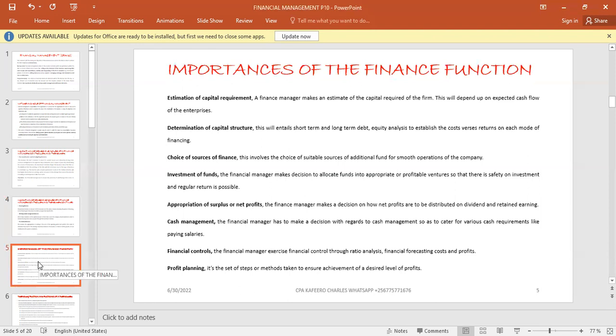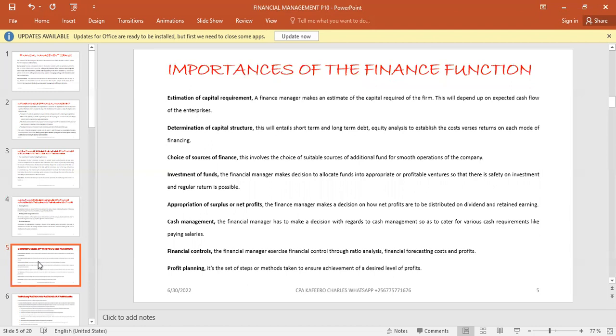Okay, now we are going to be looking at the importance of the financial function. If you have understood what I've been discussing, then you'll be able to answer the question that will be asking you, what is the importance of finance function? This finance function does what we've just finished as in the finance decisions. Those are the ones they do. So how can you rephrase those points and you'll be able to answer this correctly?